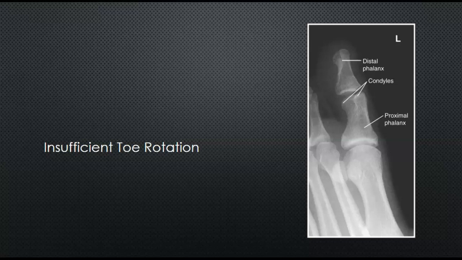So let's look at insufficient toe rotation. With insufficient toe rotation for the lateral toe projection, you will start to see that the condyles here are not superimposed, okay? And that is the first thing you should be looking for. The second thing you should be looking for is the rest of the body superimposed as well. That will give you an indication that you're not rotated appropriately. We should be seeing this distal phalanx on end, and we're not.